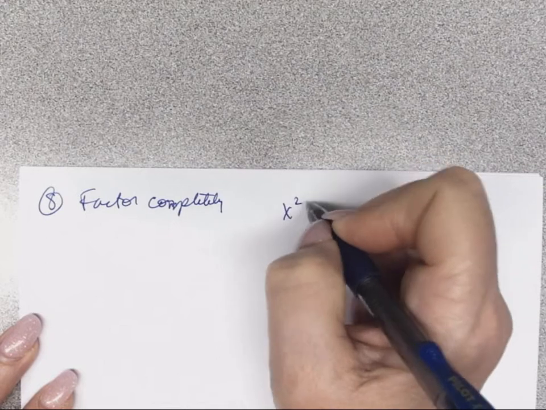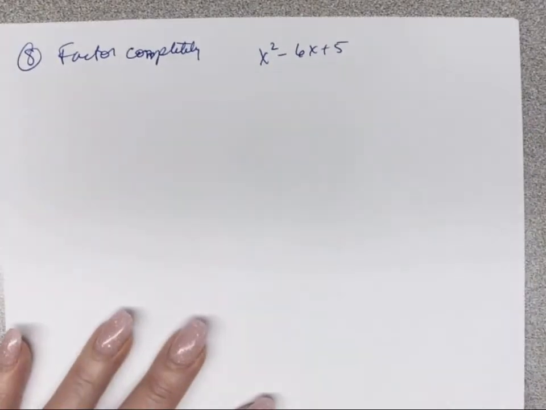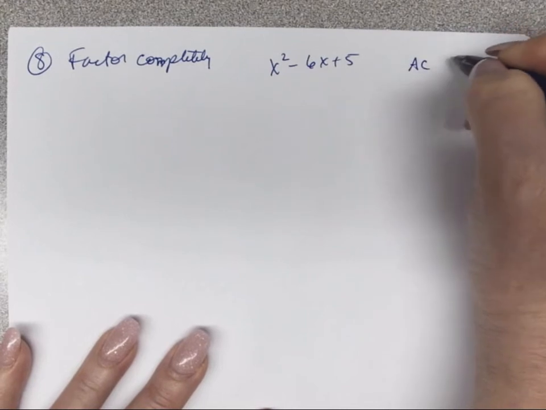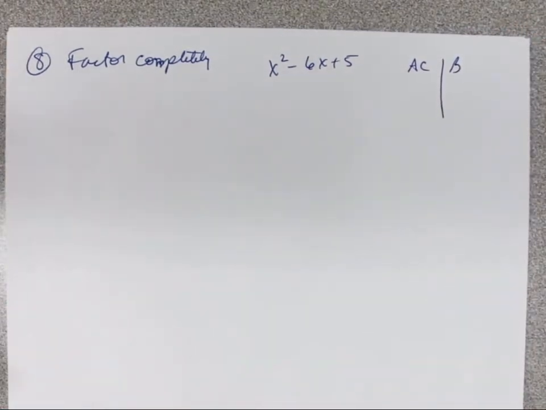And we have x squared minus 6x plus 5. So here we're going to do our AC method. That's A times C getting us to B. You are welcome to use the box method or whatever you know how to factor. Just make sure you know how to do it.